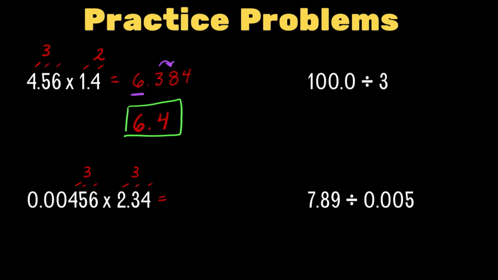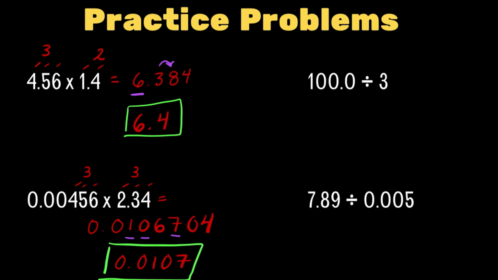When we multiply this, we get 0.0106704. Our first 2 significant figures are 1 and 0, and we have to determine what to do with the 6. Since the number next to it is a 7, then we have to round up, meaning that our answer would be 0.0107. And this includes 3 sig figs.